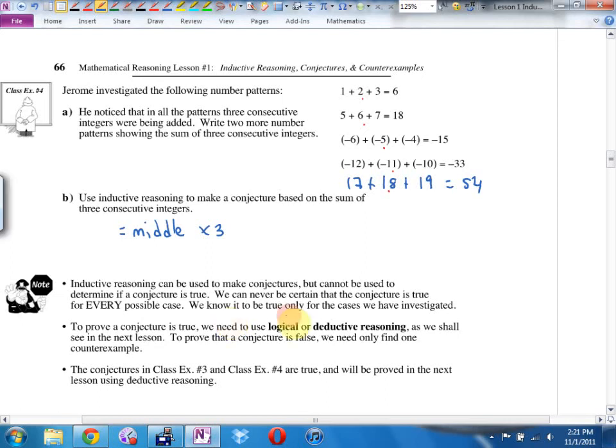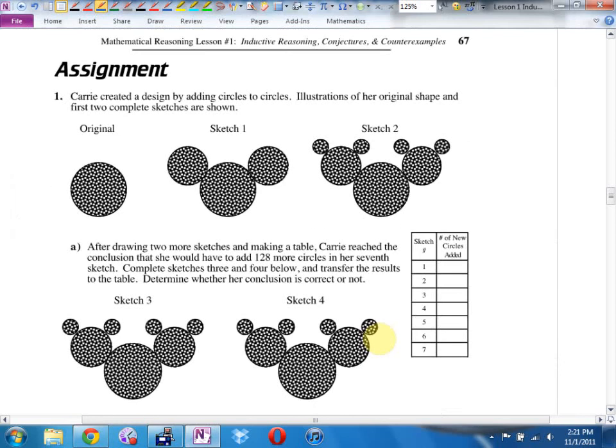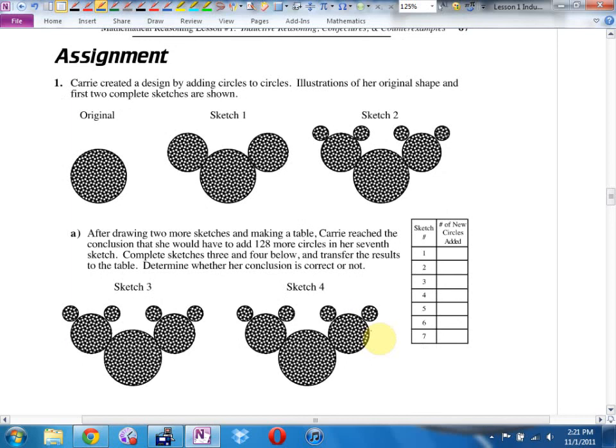Ignore example five. What did I assign from your homework? So number one, this is a fractal. Number one is called the Mickey Mouse fractal. Can you tell me why it's called the Mickey Mouse fractal? Yes, mathematicians actually do have a sense of humor somewhere. Okay. So there's original, sketch one, sketch two.